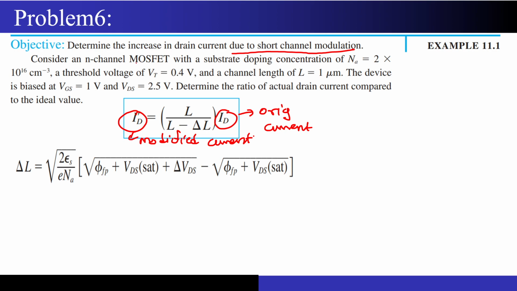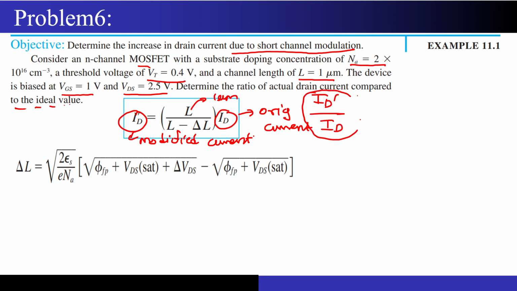Now consider an n-channel MOSFET. They have given us the substrate doping, the threshold voltage, and the channel length, so this L is nothing but 1 micrometer. The device is biased at VGS equal to 1 volt and VDS equal to 2.5 volts. Determine the ratio of actual drain current compared to the ideal value. So now they are asking not for ID dash but ID dash divided by ID.